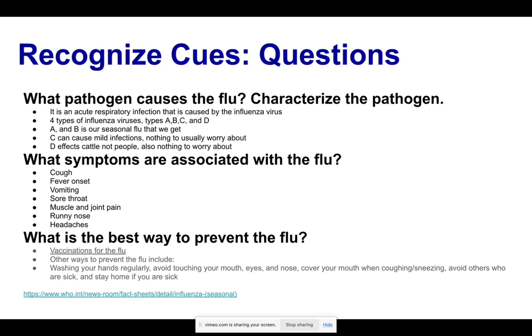The symptoms that are associated with the flu are cough, fever, vomiting, sore throat, muscle and joint pain, runny nose, and headaches. The best way to prevent the flu is to get vaccinated for it. Other ways to prevent the flu include washing our hands regularly, avoid touching your mouth, eyes, and nose, cover your mouth when you cough or sneeze, avoid others who are sick, and stay home if you are feeling sick.